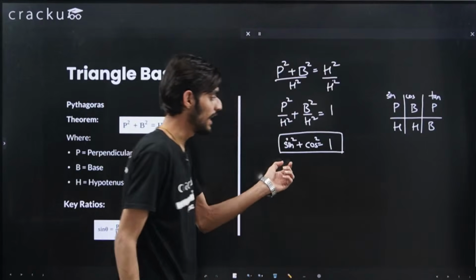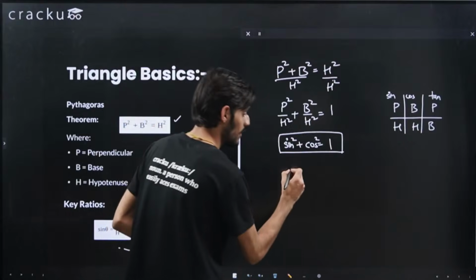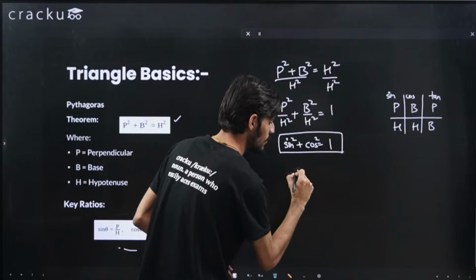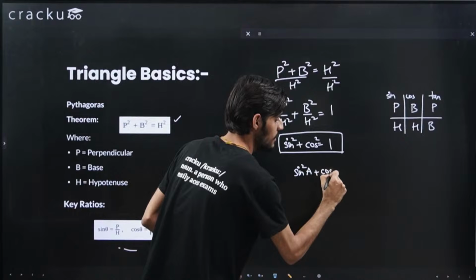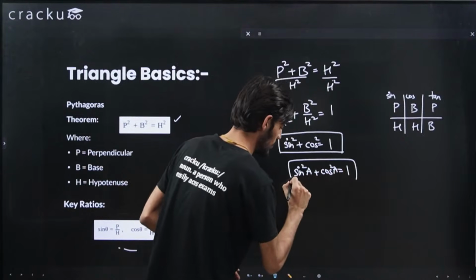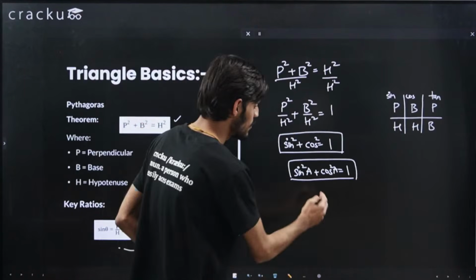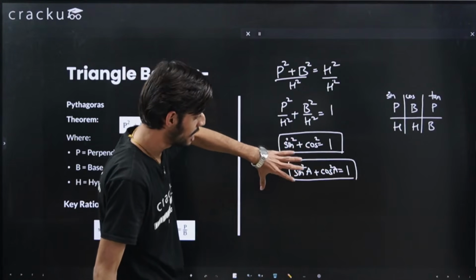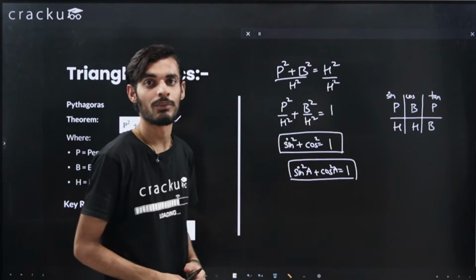You can take any angle and try it, that sine square plus cos square, whatever value you take. For example, let's say we want to represent some angle, sine square a plus cos square a is equal to 1. So this is an important result that you will be using a lot of times when solving questions from trigonometry. And also, if you want to change from sine to cos, you can do that. You can write sine square a is equal to 1 minus cos square a. So you can substitute the values in the questions as per the requirement of the question.